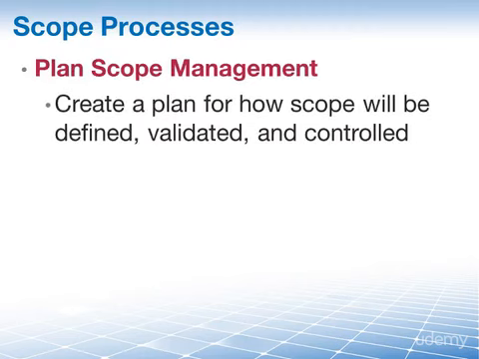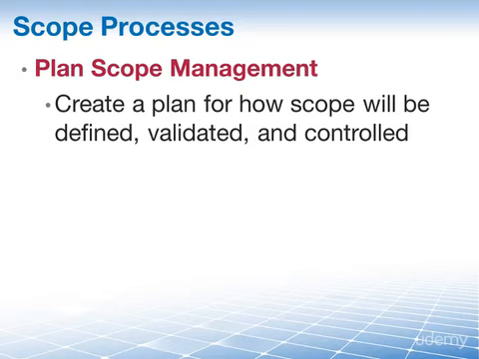Project scope management, the knowledge area, has 6 processes, and you've probably already seen the first lesson that we have on plan scope management. That's the process of creating a scope management plan that documents how the project scope will be defined, validated, and controlled. The main output here is the scope management plan.